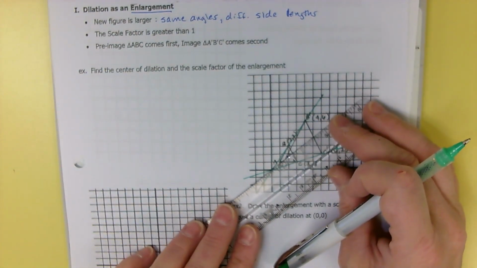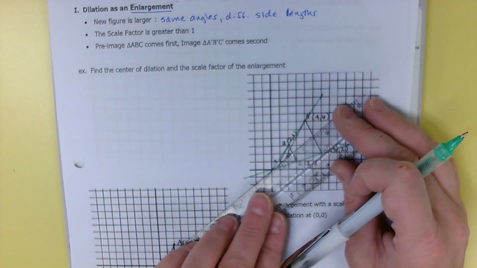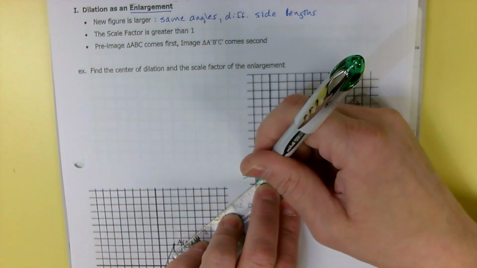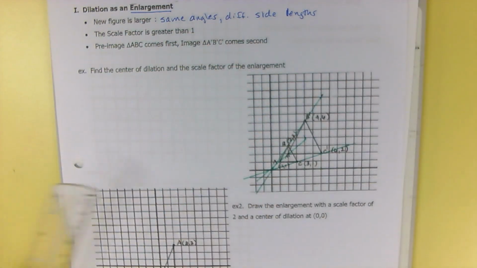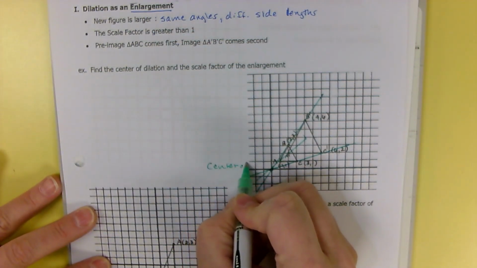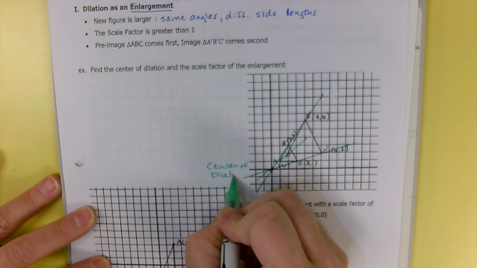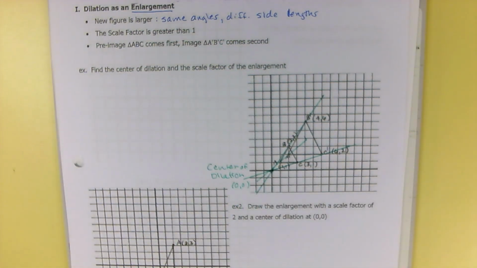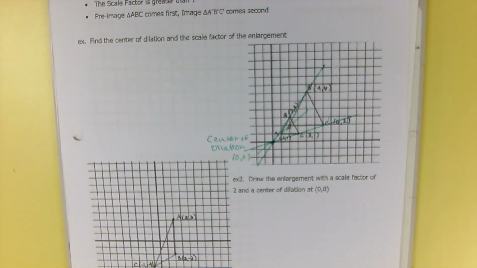which is A to A prime, all three lines cross at the same point. So the point at which they cross is the center of dilation. So in this case, the center of dilation is 0, 0, or the origin. So that's the first thing you're supposed to find, the center of dilation.